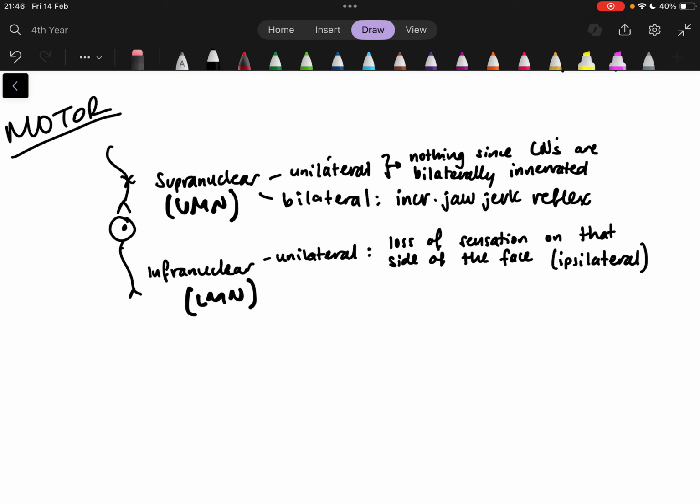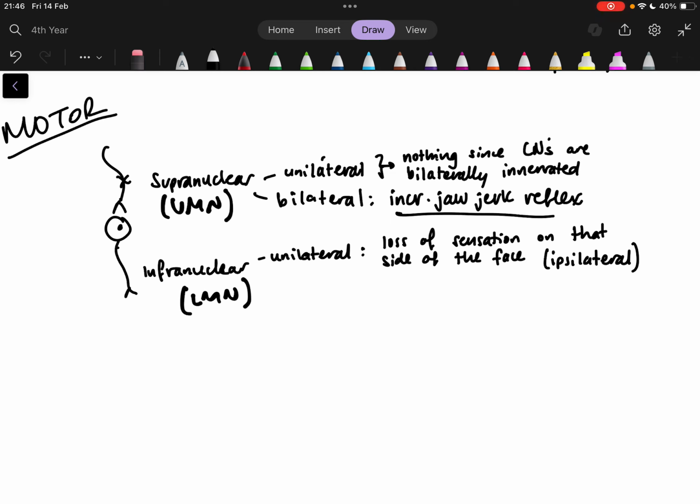But if you have a bilateral lesion, which basically means both sides are affected, you're not going to have any backup, and then you're going to get symptoms of upper motor neuron lesions, such as muscle wasting, but not atrophy, because atrophy happens in lower motor neuron lesions. And you're going to get an increased reflex. You know how in upper motor neuron lesions you get hyperreflexia? So this is exactly the same thing. You get an increased jaw jerk reflex.